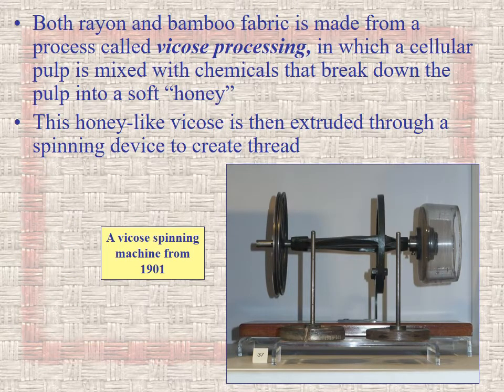Just as an aside, I hope I'm pronouncing this right, both bamboo and rayon are made from a process called viscose processing, which is you turn it into this pulp. You take the fabric, you turn it into this cellular pulp, you mush it up into a soft pulp, it's called honey. It looks like taffy. Then you take that taffy through this bad boy. This comes in here, you spin it around and around, it goes through, and it comes out thread or yarn. And that's how you get rayon, and that's how you get bamboo.